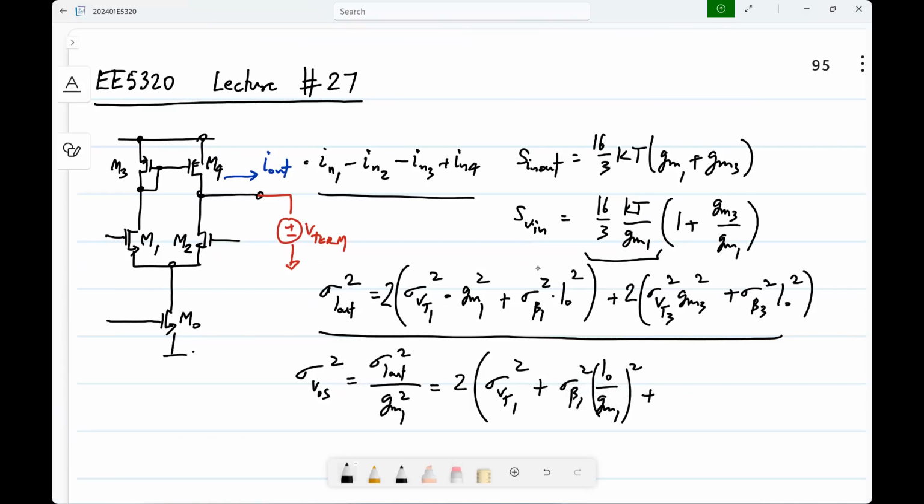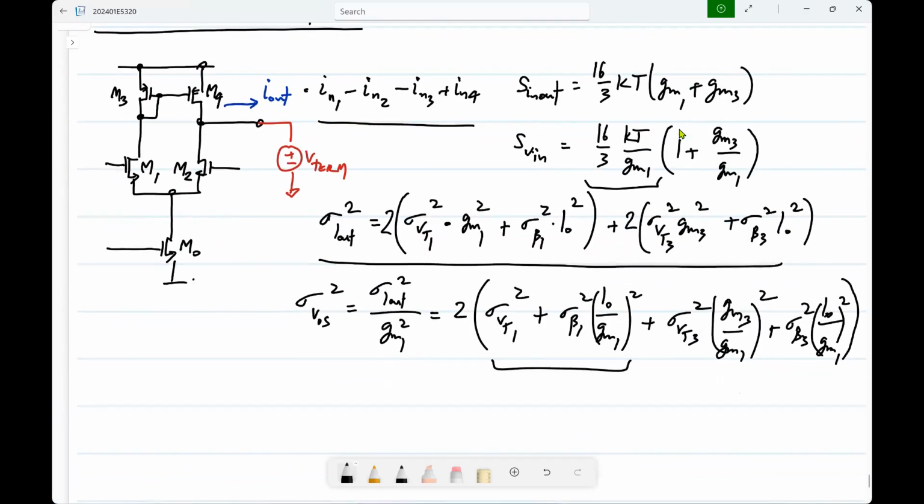And then you have this, just like the noise case, will get multiplied by GM3 by GM1 square. So this is from the input pair and this is from the load.